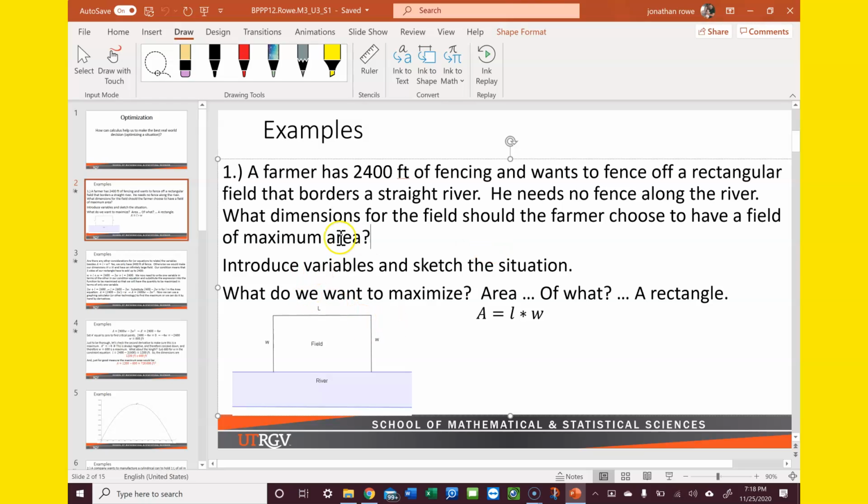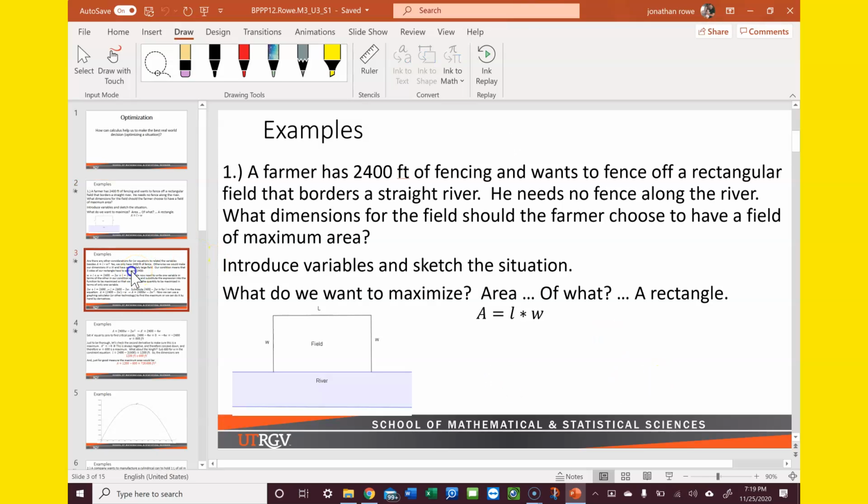All right, what is it also asking me to do in terms of those dimensions? It's asking me to maximize the area in terms of those variables. What do we want to maximize? The area. The area of what? The area of a rectangle. So you're going to make an equation based on that optimization problem. The area of a rectangle: A equals my variables, which are length times width.